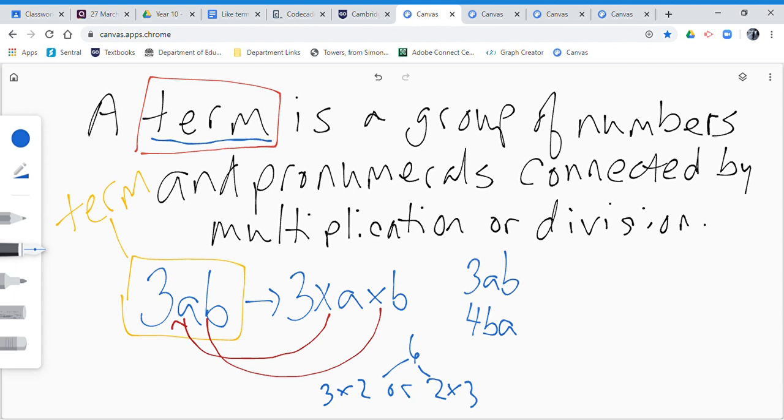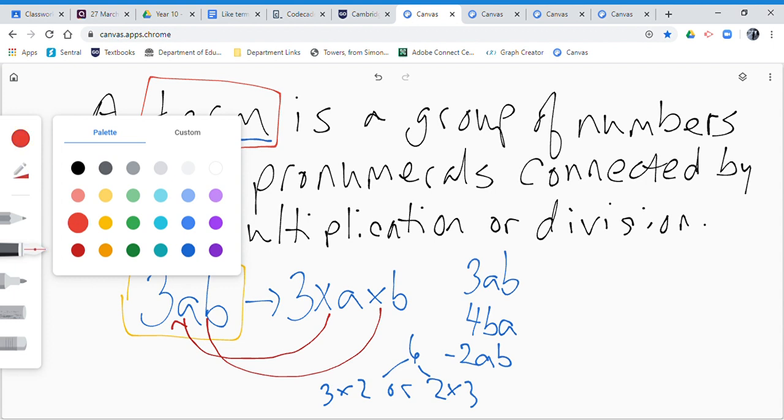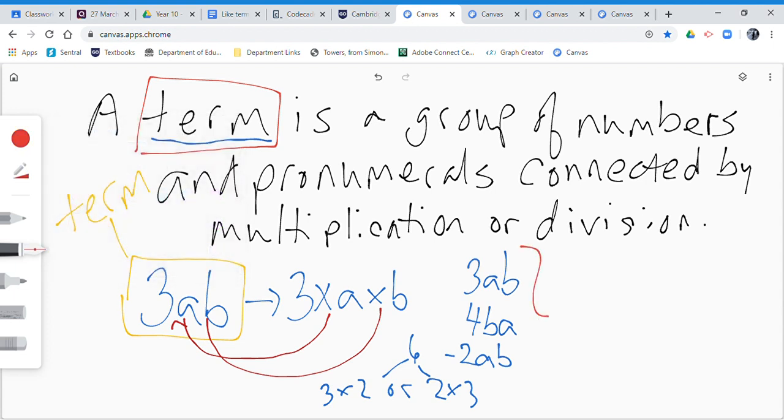Another example of a like term would be something like negative 2ab, and that's another example. You always write the coefficient first, which is the number, and you always write the pronumerals second, and those would be like terms. Those are all like terms.